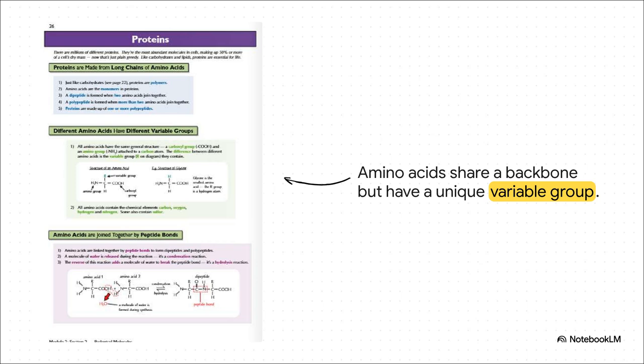But notice that variable R group sticking out? That is the wild card. There are 20 different R groups, and that unique identifier dictates exactly how the amino acid will behave. It decides whether it's going to be acidic, basic, water-loving, or water-repelling.